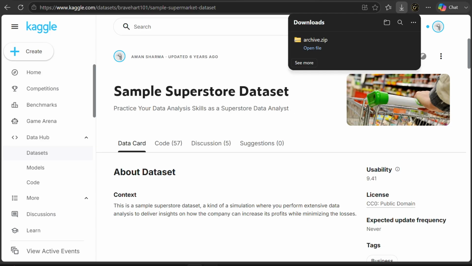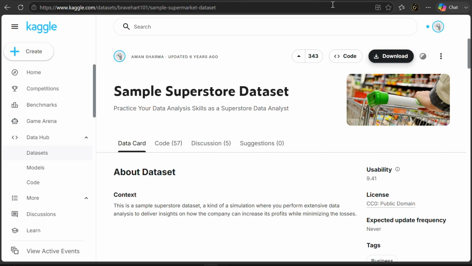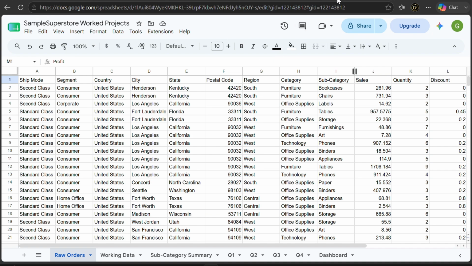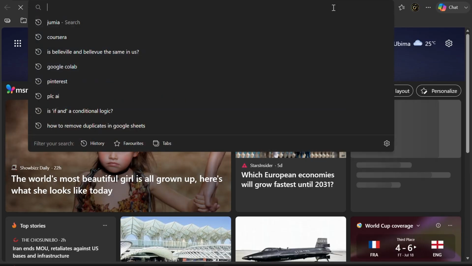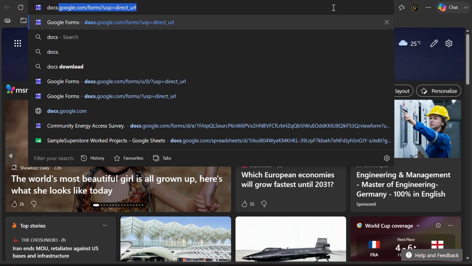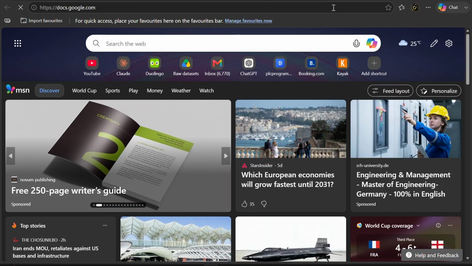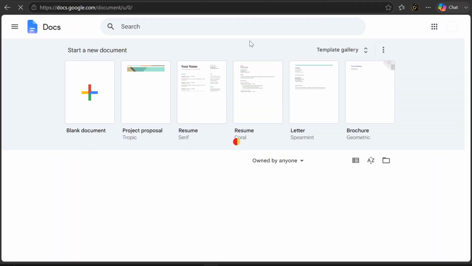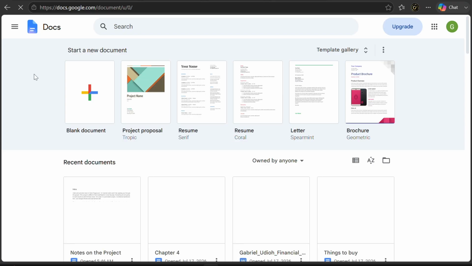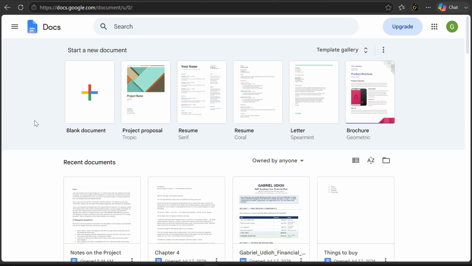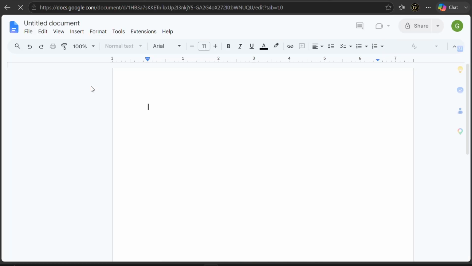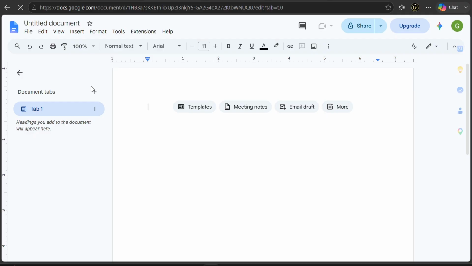So I'm just going to go back, because I did the majority of my work in a Google Sheet, so I'm just going to open a new Google Sheets file. docs.google.com. So let's see. I think I'm going to start by opening a blank document.